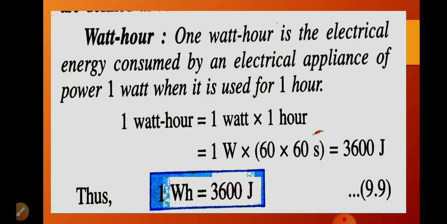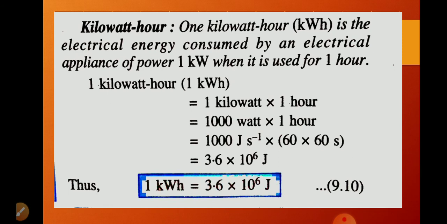So next, another unit, that is kilowatt hour. How can we define kilowatt hour? 1 kilowatt hour is the electrical energy consumed by an electrical appliance of power 1 kilowatt when it is used for 1 hour. So if 1 kilowatt of power is used for 1 hour, then the energy consumed is said to be 1 kilowatt hour.